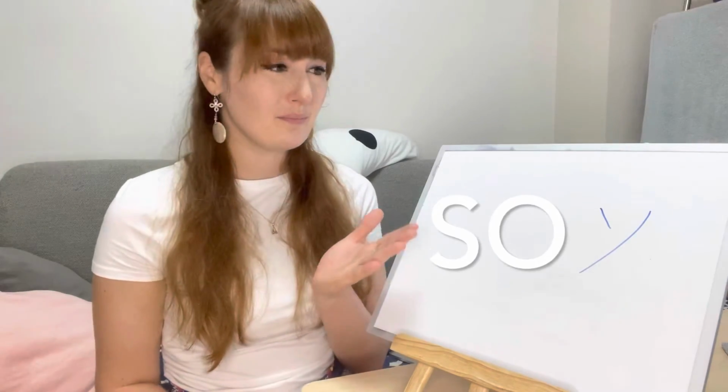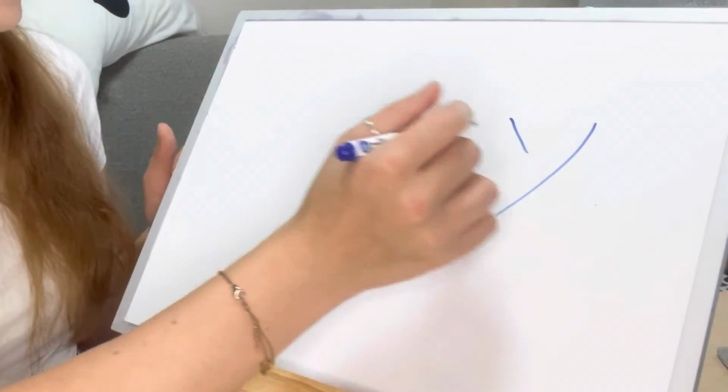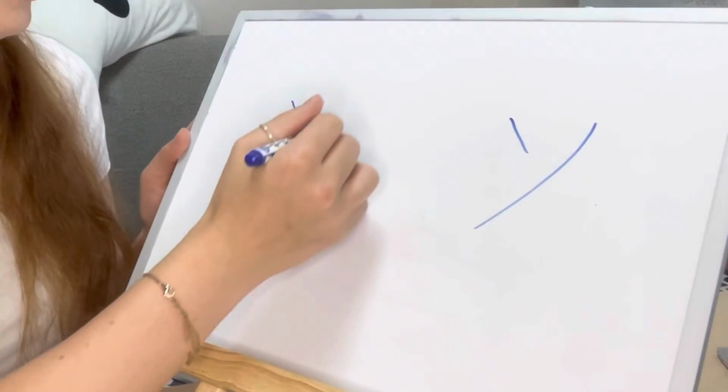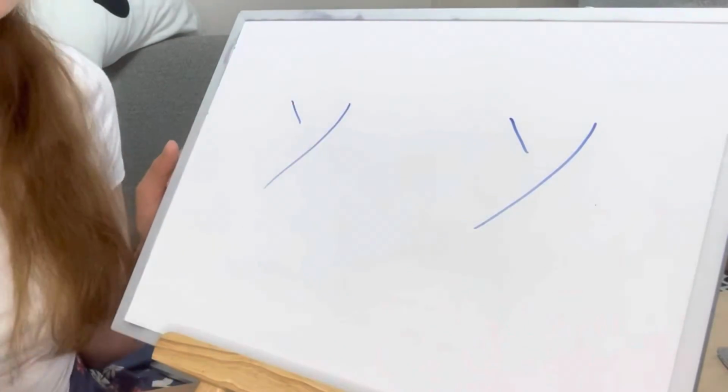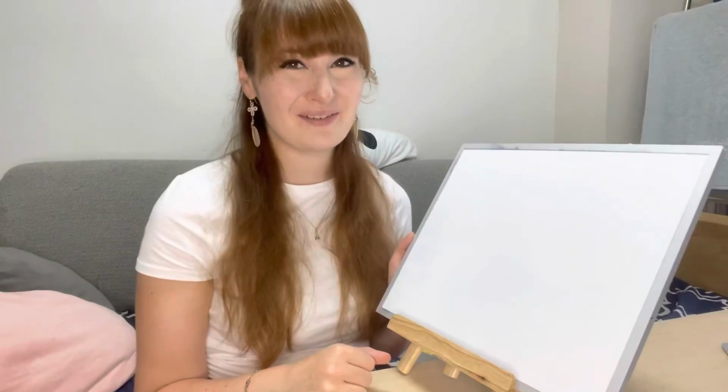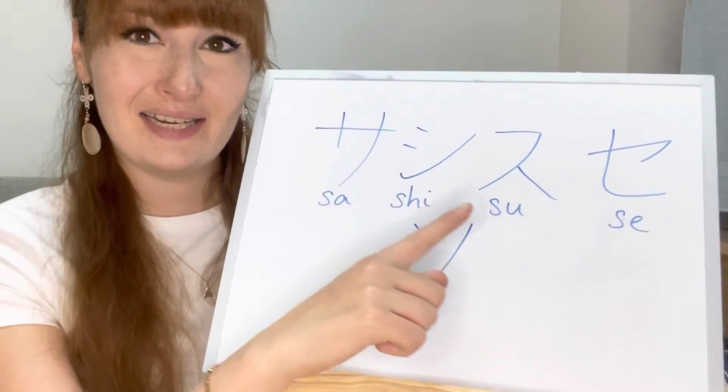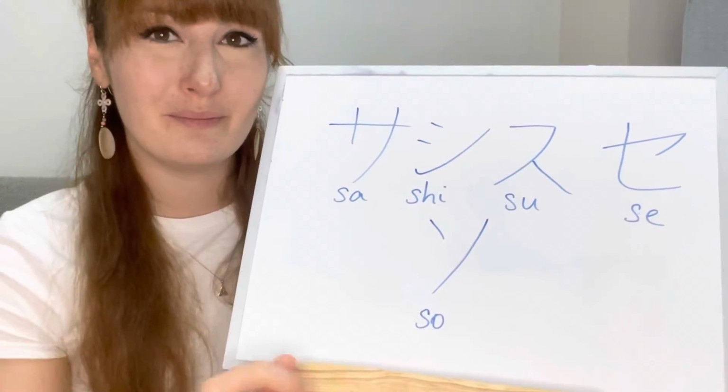Finally, so. So you start with the dash going down, and then you come up here. So. Let's recap those. Sa, shi, su, se, so.